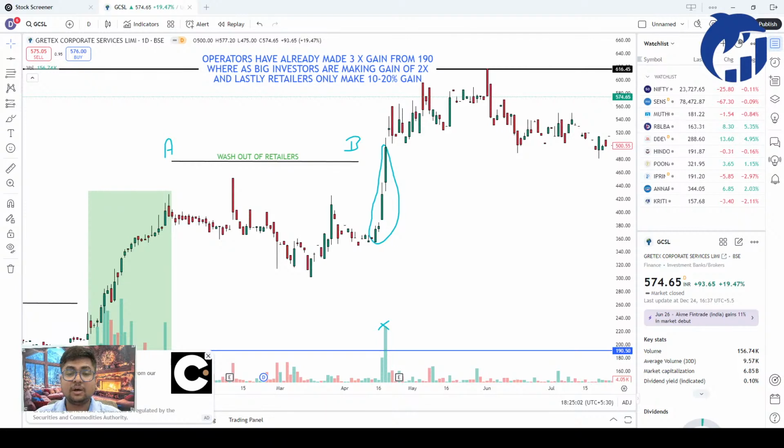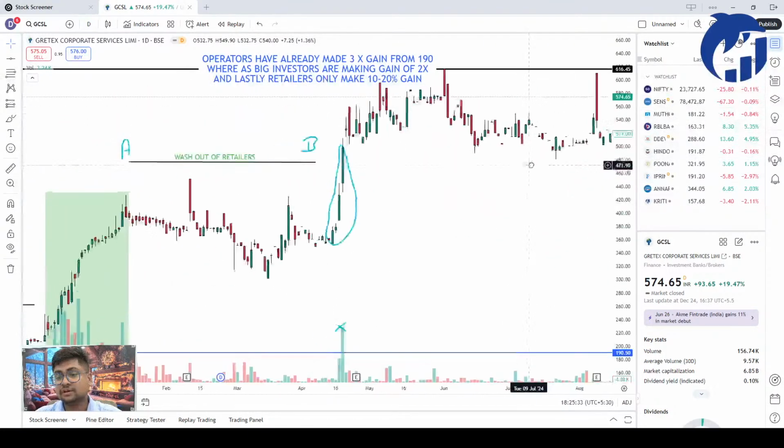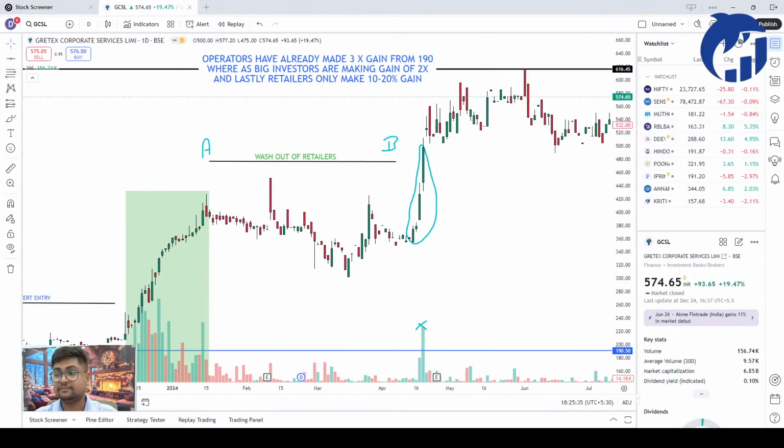Market climbs. At the top, the price reaches the expected price, which we have seen, and the main funds exit the market. We have seen in this case also, main funds started making entry at this level and they have washed out the retailers at this point from A to B, and then again big investors took the position and they have exited at this position. Both the retailers and big players have exited this position and retailers are trapped, right? Most of the retailers will be trapped at this position when the stock is consolidating. So this is the position we can see for it.